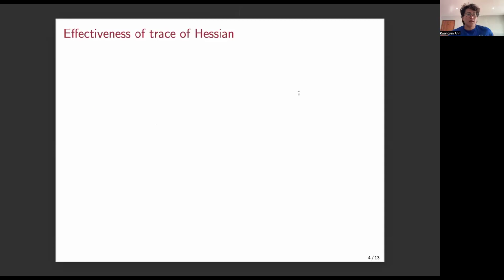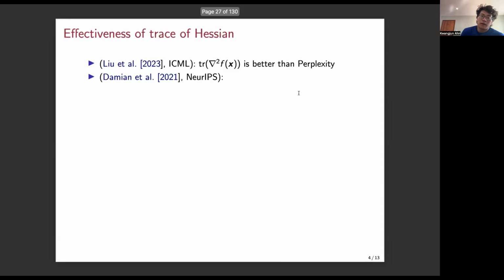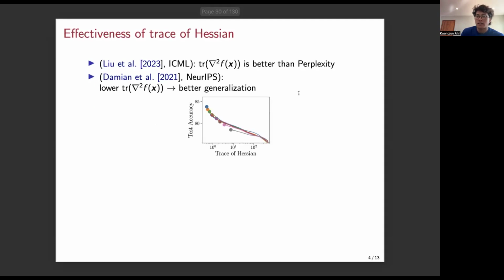There are other works in the literature that show the effectiveness of the trace of Hessian. Another work by Damian et al. from NeurIPS 2021 empirically observed that a lower trace of Hessian value leads to better generalization for image classification like CIFAR-10, where they measured the trace of Hessian value across a training trajectory and noticed that the trace of Hessian value goes down, and that leads to better test accuracy.